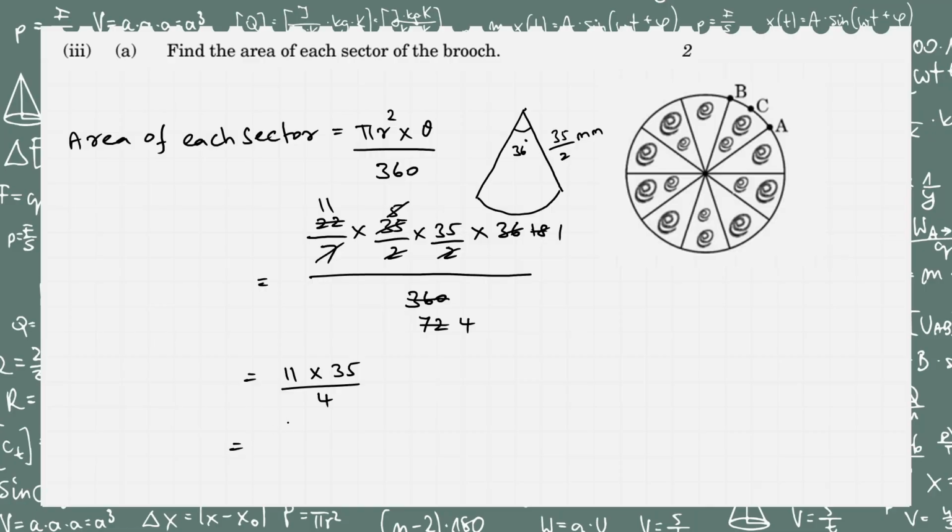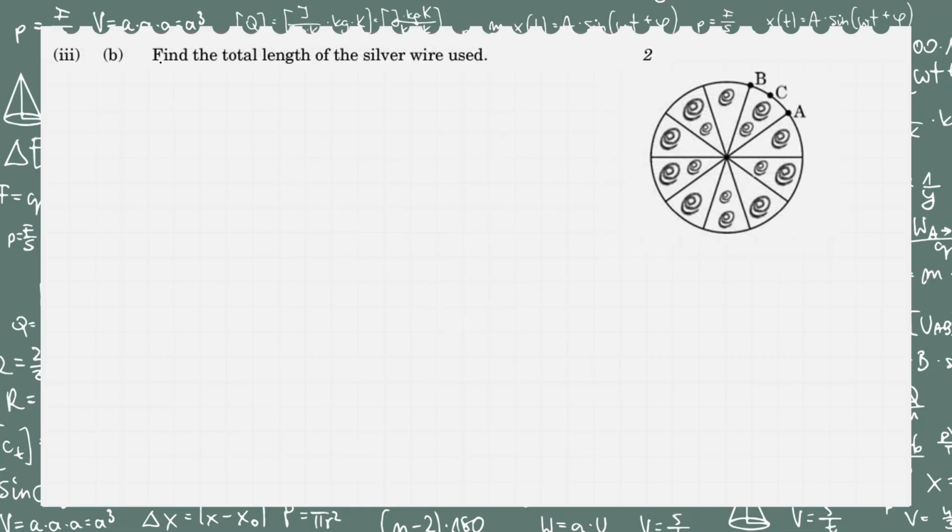So this will be 385. 35 into 11 is 385. 385 by 4 millimeter square, or we can write it as a decimal also. So 96.25 millimeter square is the area of each sector of the brooch, right? Now let us move on to the next part of this sum. Find the total length of the silver wire used.